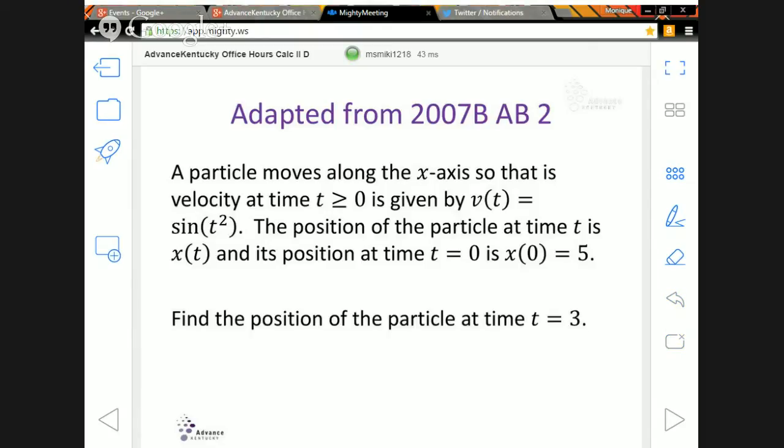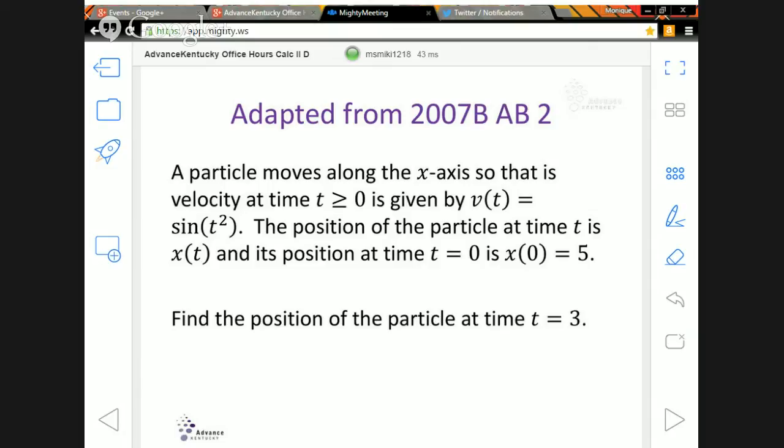So this comes from Form B of the 2007 AP Calculus AB exam. It was part of number 2. A particle moves along the x-axis so that its velocity at time t, greater than or equal to 0, is given by v of t equals the sine of t squared. The position of the particle at time t is x of t, and its position at time t equals 0 is x of 0 equals 5. And we want to find the position of the particle at time t equals 3.